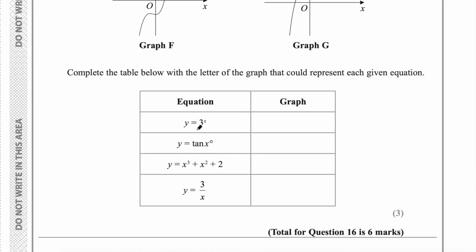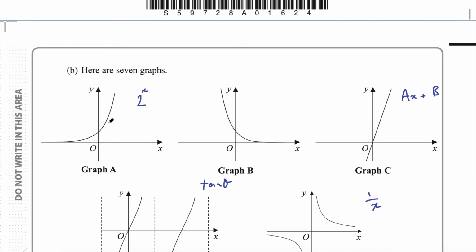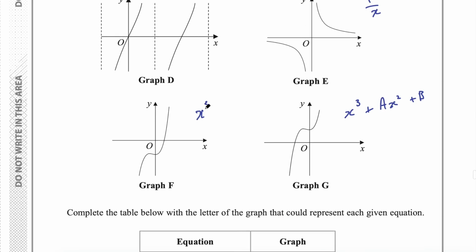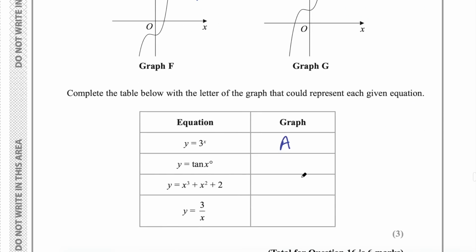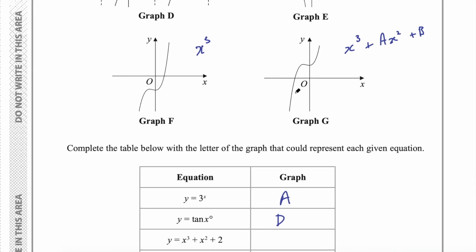Okay, so we need to find 3 to the power x. So that's going to be this positive exponential. So I've written 2 to the x, but yep, it could also be 3 to the power x. So that's graph A. The tangent function, as I said, that's what that looks like. So that's graph D. The cubic, there's 2 graphs that could be cubics.